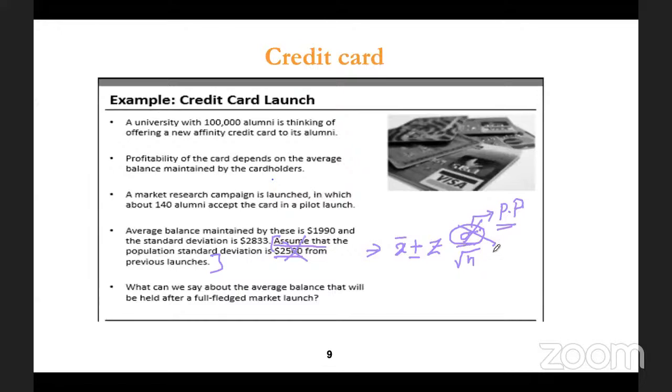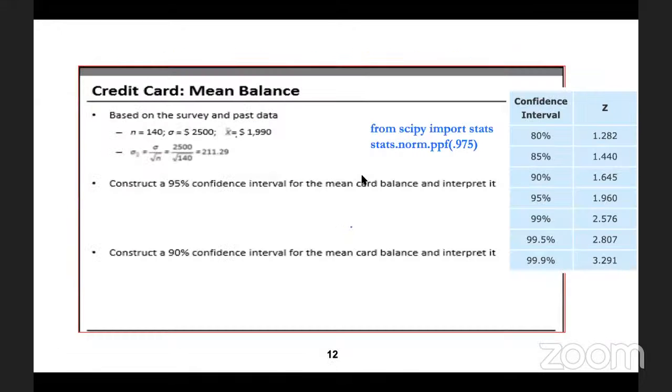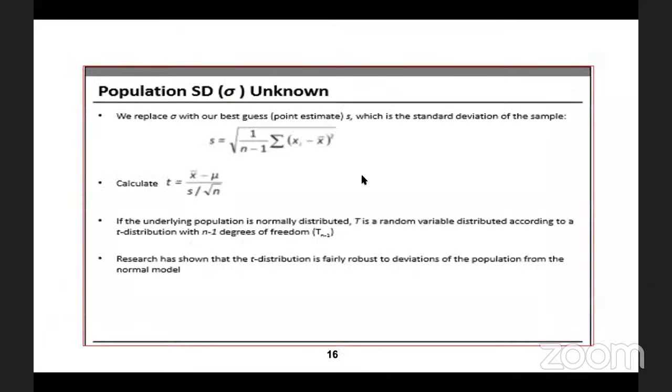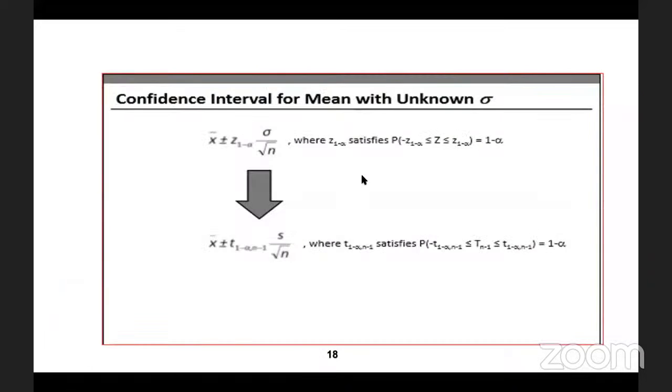When you are working on real life situations, instead of using the standard normal distribution, we would use something called the t distribution. The t distribution is a continuous distribution. And our formula would transform. This is for when you know the population parameter, that is, the population standard deviation.